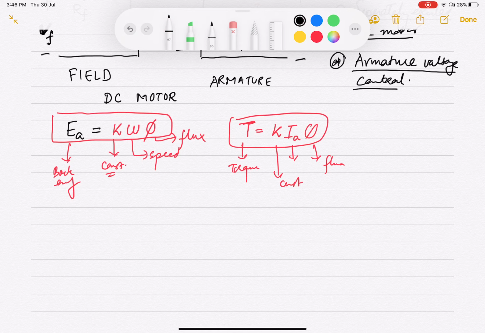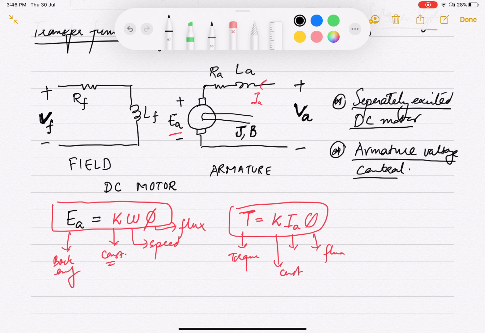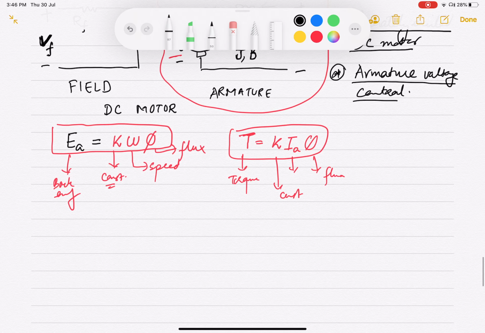In addition to this, we have simple differential equations which come from the circuit. If you look at the armature side, you can write down the differential equation governing the electrical portion of the circuit. So you can write down from KVL that Va(t) is equal to Ia(t) Ra plus La dIa/dt, plus the back EMF that is generated. So this is very obvious from the circuit.